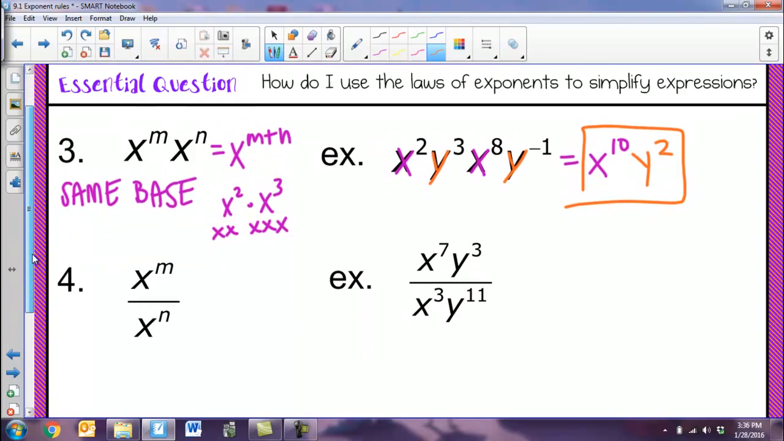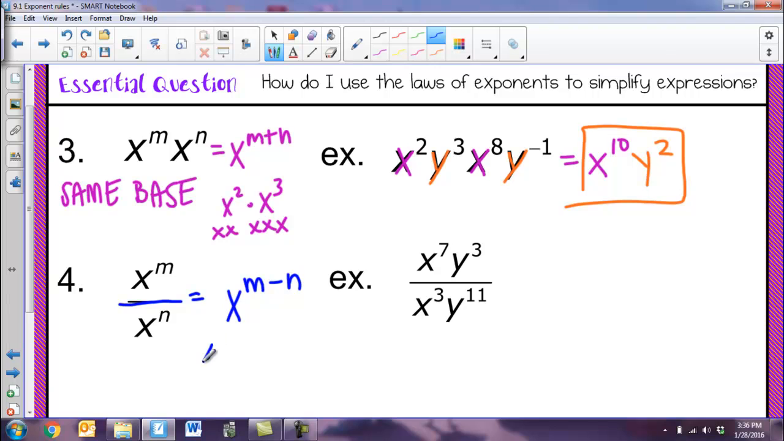Okay, kind of interesting is that multiplication goes with addition, where division goes with subtraction. So again, you have to have the same base for this to work, and then they're being divided. You keep your base and you subtract your exponents. And again, you could do any type of example on this one.